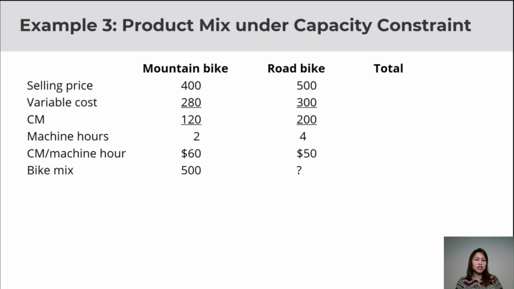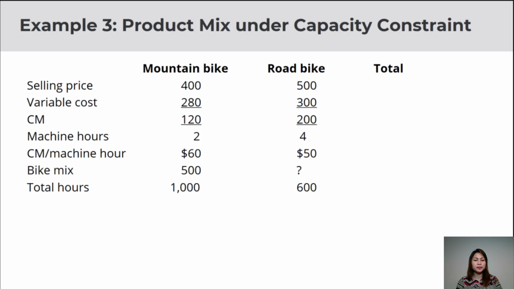Well, because mountain bike has a higher contribution margin per machine hour, we want to maximize monthly demand for mountain bike. It was said that we can sell up to a maximum of 500 mountain bikes. So we produce 500 mountain bikes first. With 500 mountain bikes, we need to calculate how many hours will be spent on mountain bikes. So 500 times 2 hours per unit equals 1,000 hours spent on producing mountain bikes.